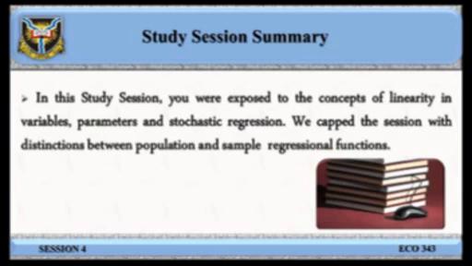Studies section summary. In this studies section, you were exposed to the concept of linearity in variables, parameters, and stochastic regression. We capped the section with distinctions between population and sample regression functions.